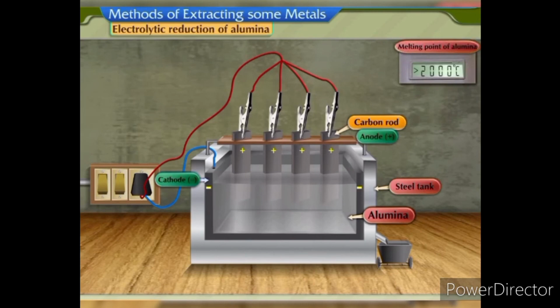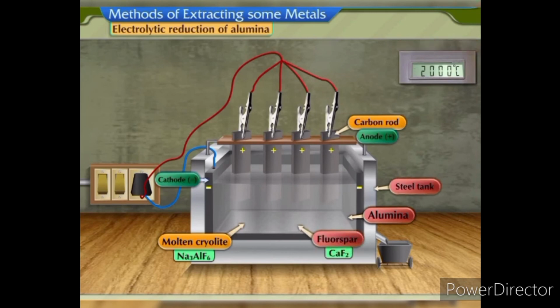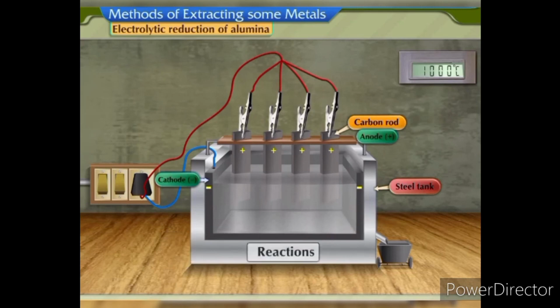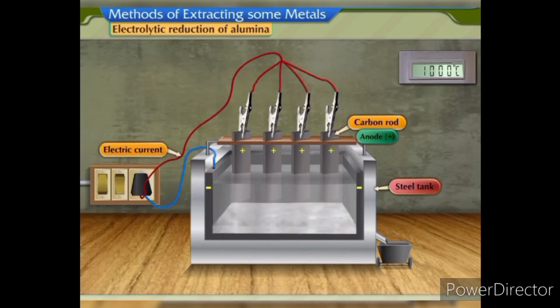In order to lower the melting point, pure alumina is mixed with molten cryolite, Na3AlF6, and fluorspar, CaF2, and then melted in the steel tank. Thus, electrolysis can be carried out at about 1000 degrees Celsius. Now let us see the reactions taking place during the electrolysis of alumina. On passing the electric current, electrolysis of alumina takes place.